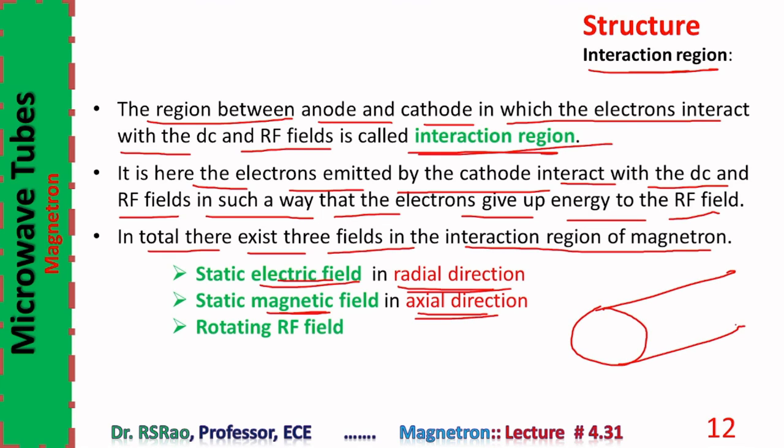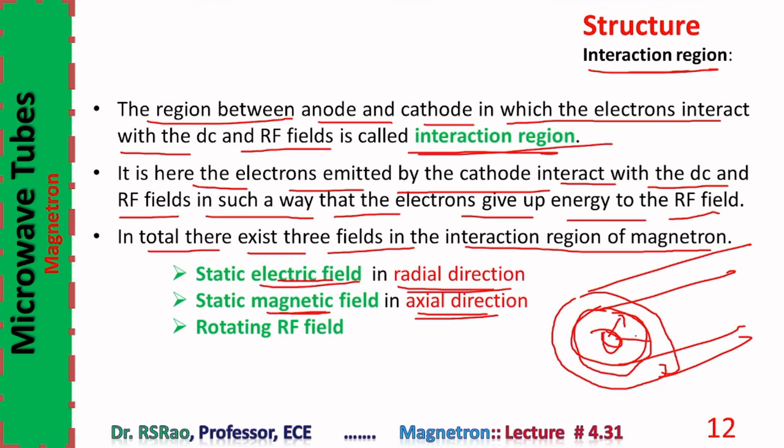This is magnetron, cylindrical magnetron. This is cathode. Let us say this is interaction region in between cathode and anode. Now in the interaction region, radial electric field, radial means like this. Axial magnetic field along the axis and rotating RF field. Electric field and magnetic field, these are static. These are DC. They come into being because of sources. Radial field comes into being when a voltage source is connected between cathode and anode. Magnetic field, axial one, comes into being when a permanent magnet or electromagnet is used to establish magnetic field.